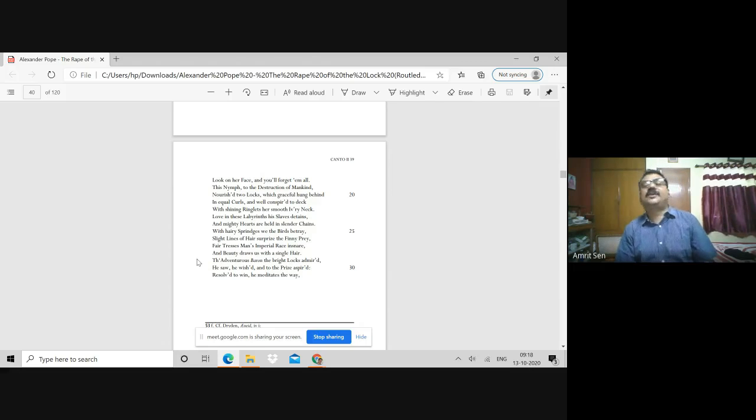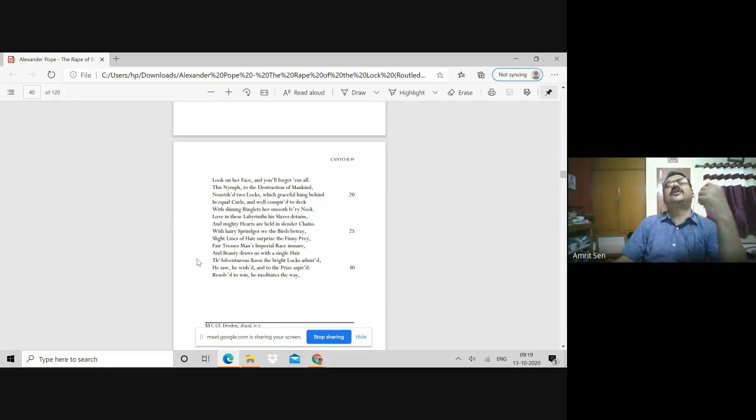This nymph to the destruction of mankind, once again, destruction of mankind, is a reference to the femme fatale, or the fatal woman who can cause exceptional warfare. And the great femme fatale, of course, in classical epics would be Helen of Troy. And in the Indian epics, the classical femme fatale would be Draupadi, the woman who generated the entire conflict of the Mahabharata, as it were. So, this nymph to the destruction of mankind. Once again, see how Pope is elevating this to an epic level.